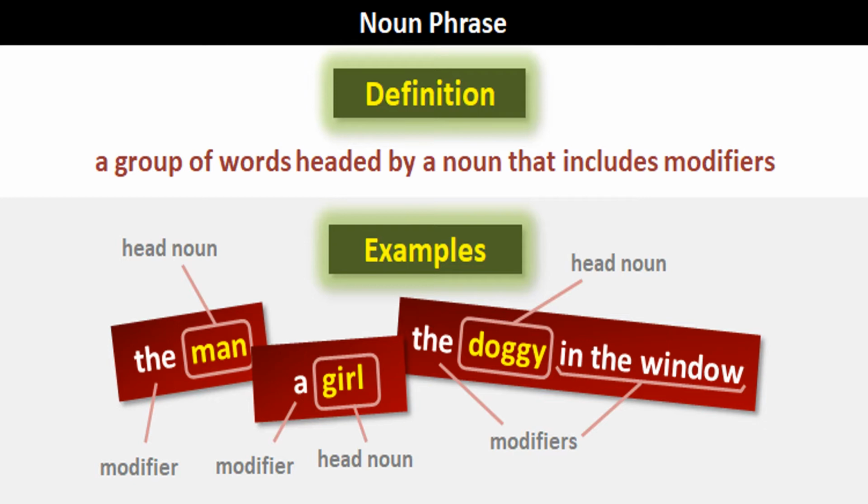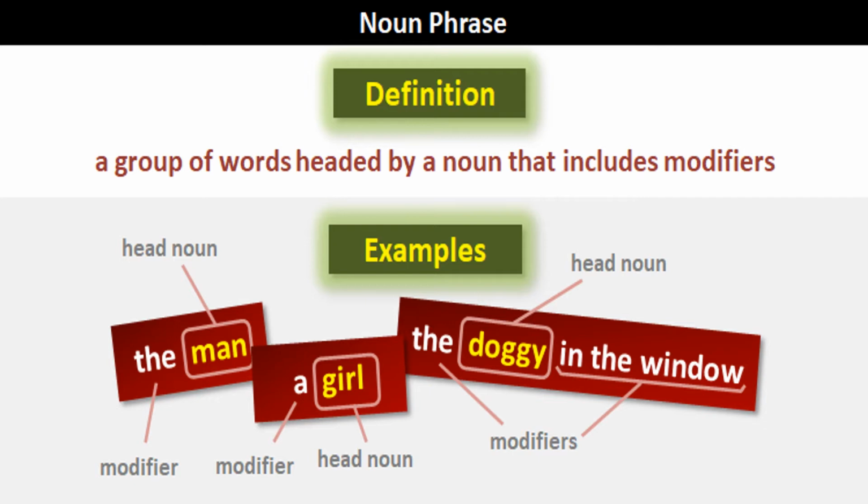Here are some examples. First, the man. Where is the noun in this phrase? That is right, the word man. And the modifier is the word the. Next, a girl. Where is the noun or the head noun in this phrase? That is right, girl is a noun. And the modifier is the word a.